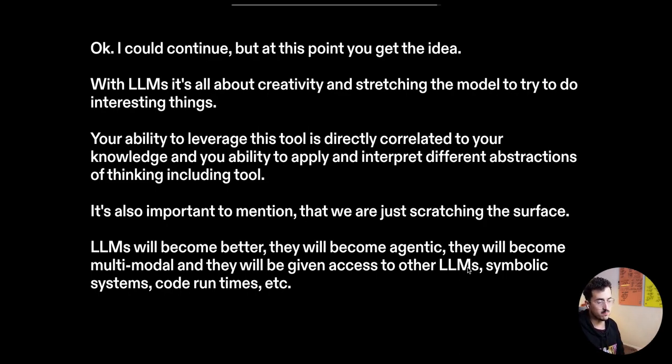And here's the thing: large language models are going to become better. They're going to become more agentic. They're going to become multimodal. They'll be given access to other large language models or symbolic systems like Wolfram Alpha and code runtimes. So it starts becoming a very interesting ecosystem of things interacting on this large language model abstraction. I cannot see a trajectory in which this is not a huge explosion of value. And this is the reason why I urge people to study these things, play with these things, and get excited as I am with these things.